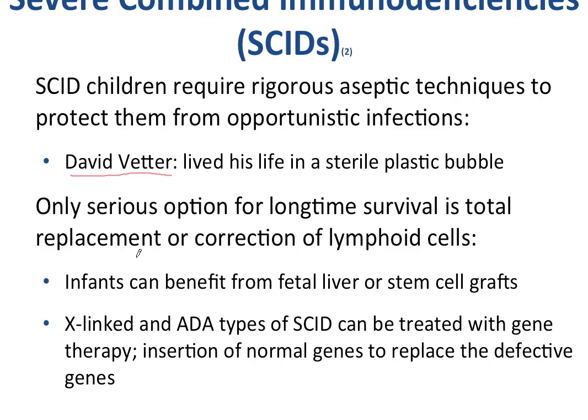Now we have several treatments that can treat this disease. For example, we can do stem cell transplantation, or fetal liver transplantation. For adenosine deaminase deficiency, if the patient has this disease, we can do gene therapy to insert this gene into the patient.